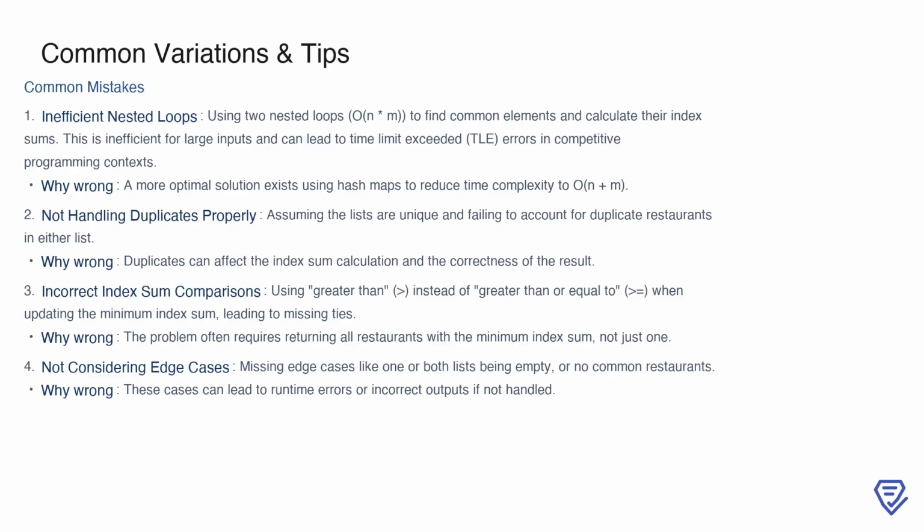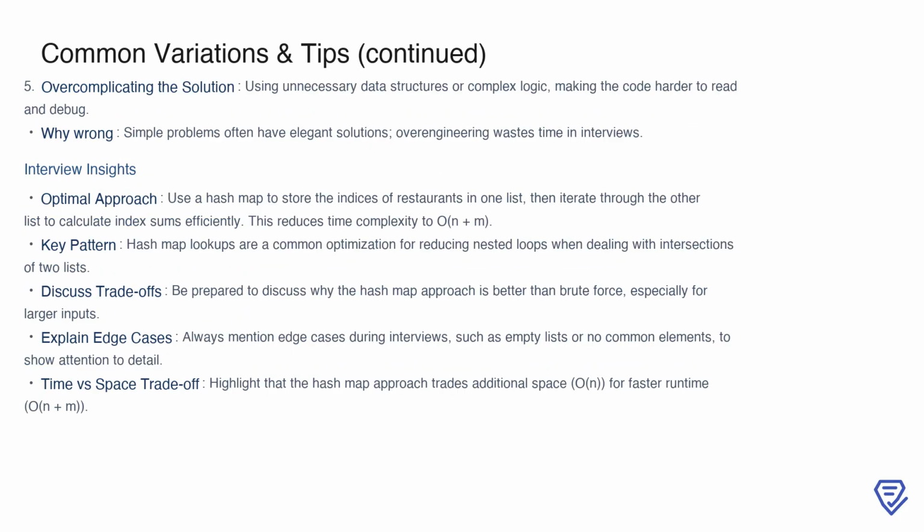Lastly, not considering edge cases, such as one or both lists being empty or having no common restaurants, can cause runtime errors or incorrect outputs. Always account for these scenarios to ensure your solution is robust. Overcomplicating the solution is another pitfall to avoid. Adding unnecessary data structures or complex logic can make your code harder to read and debug, which is counterproductive, especially in an interview setting. Many problems like this one often have elegant solutions that are both simple and efficient.